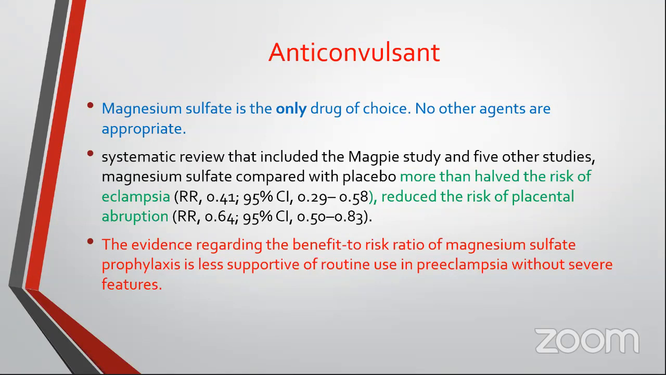Magnesium sulfate infusion is not a routine in every case of preeclampsia. It is not a routine. Mild, moderate, severe, whatever you are classifying, you should not give magnesium for every patient. It is only for preeclampsia with severe features. The evidence is not supporting using magnesium for preeclampsia without severe features.